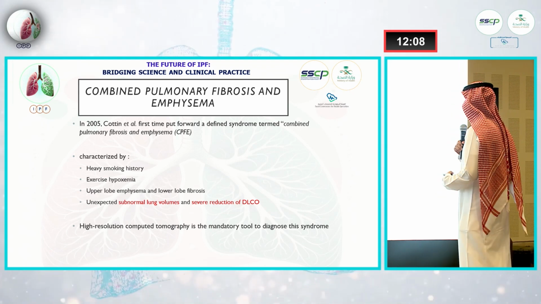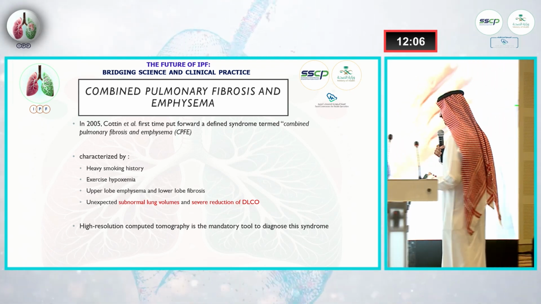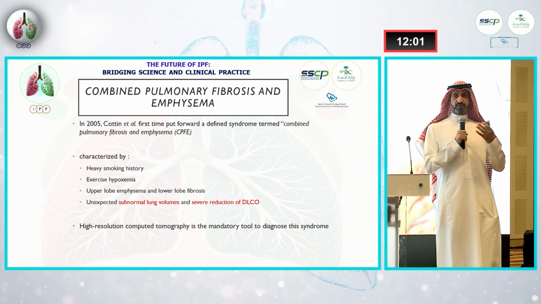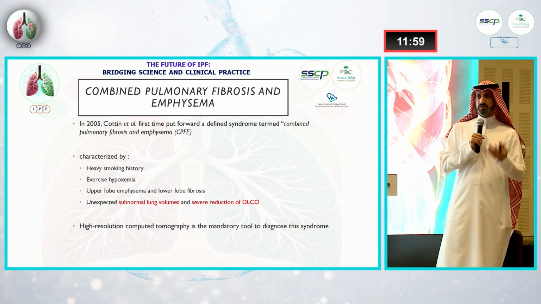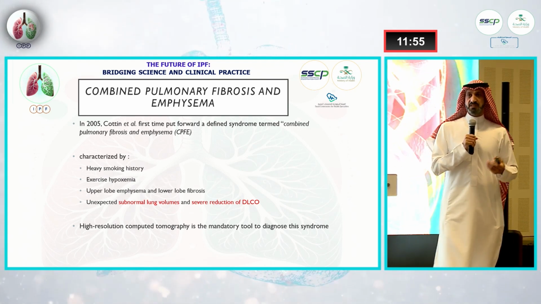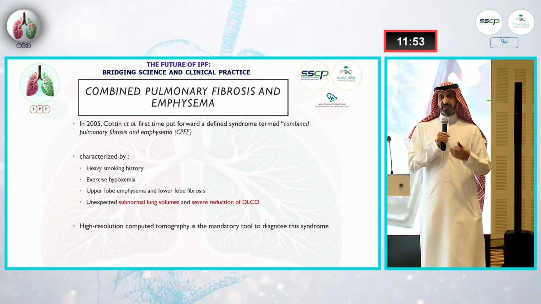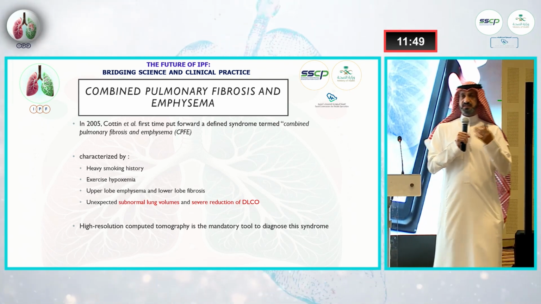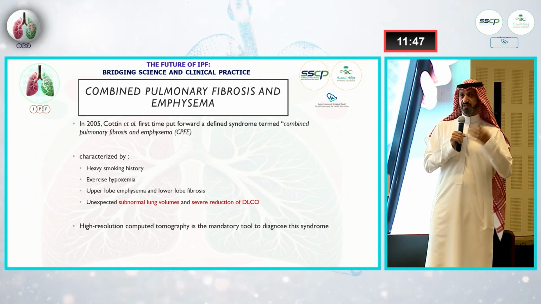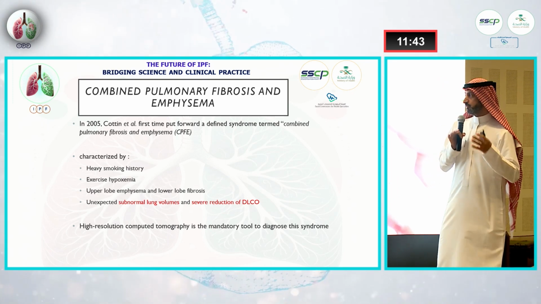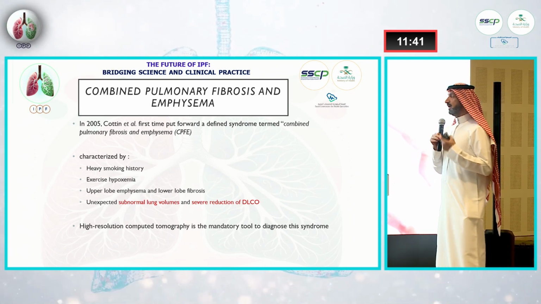So just one slide about combined pulmonary fibrosis and emphysema, because IPF is common in those patients with a history of smoking. Also, those patients may present with emphysema. So sometimes subnormal or near to normal PFT doesn't exclude advanced or severe disease in those patients. So we have to collect all the information together to make our decisions.